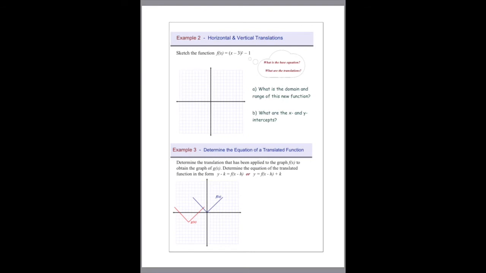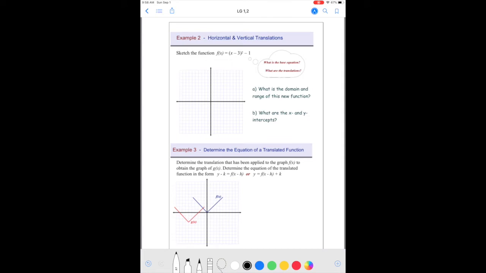Now we are going to look at the horizontal and vertical translation. So we're putting the two together. Okay, so the first thing you have to ask yourself, it's really, really important, is what is the base function? What is the base of this guy? So we know we got some translations going on, but what is the base? And hopefully you see it's y equals x squared.